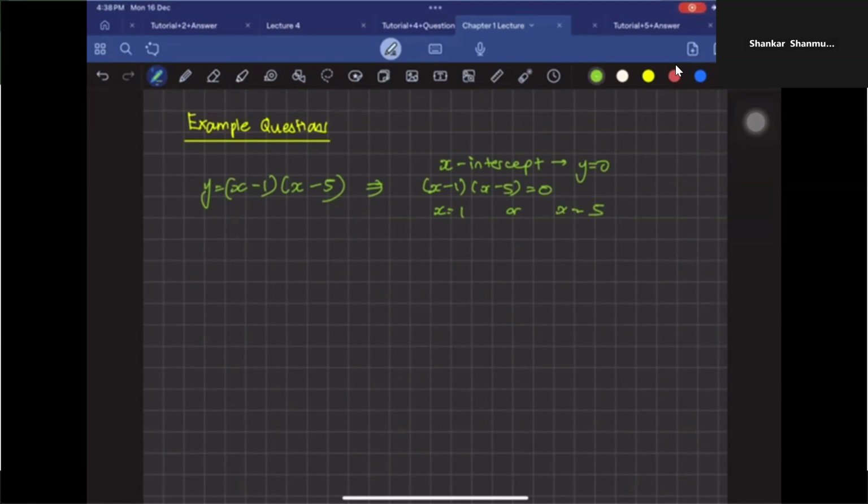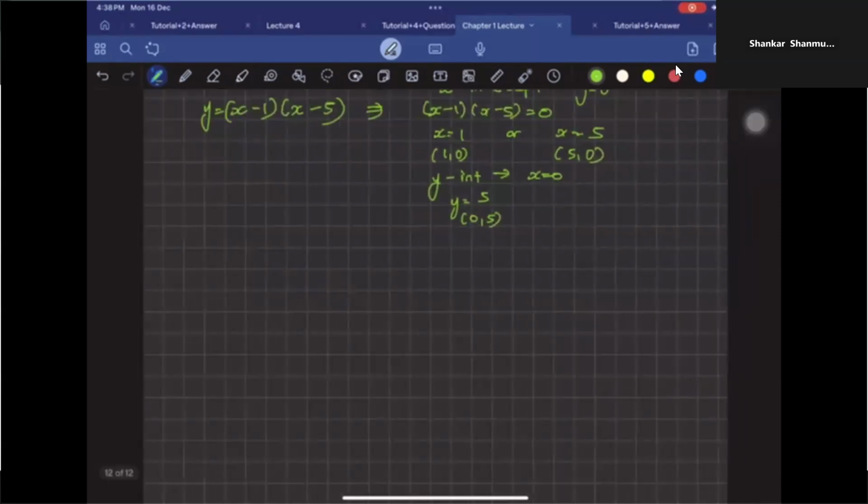And then next, you need to find your y-intercept. So your y-intercept happens when your x is equal to 0. So basically substitute x equals 0 in the equation, and then you will get y equals 5. Okay, so now you have three coordinates: 1 comma 0, 5 comma 0, and 0 comma 5. Okay, you have 3 points of intersection with the axes, and you would need one more point, which is your line of symmetry. Okay, but let's draw the graph first, and then you can automatically see the line of symmetry.